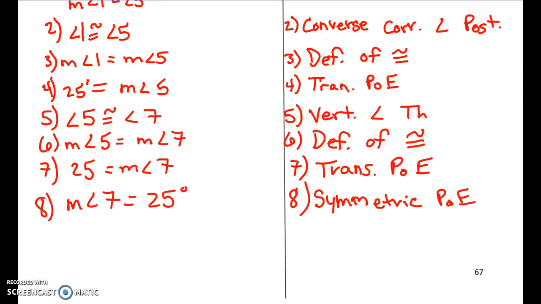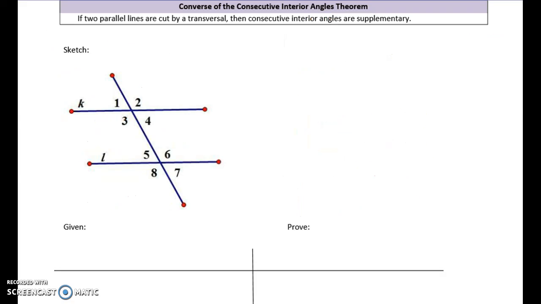So that proves what I wanted to prove. Now let's look at our next one. In this proof, we're going to want to look at the consecutive interior angles theorem, the converse of the consecutive exterior angles theorem. And we start off with if two lines are parallel.